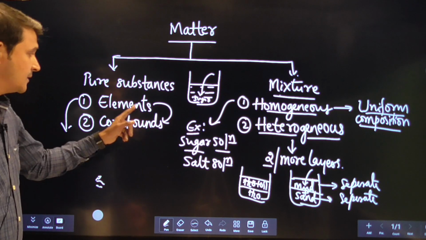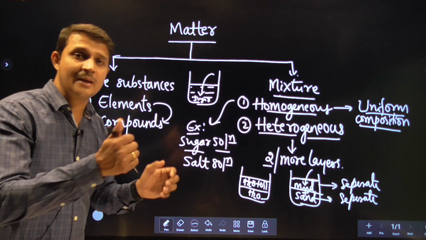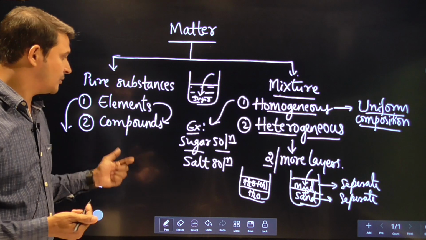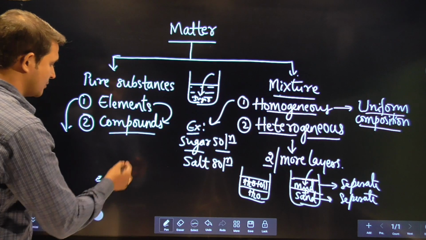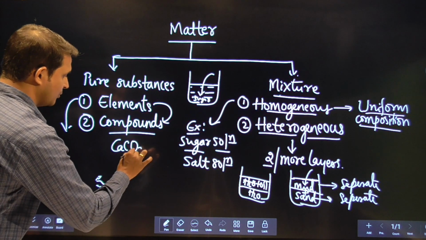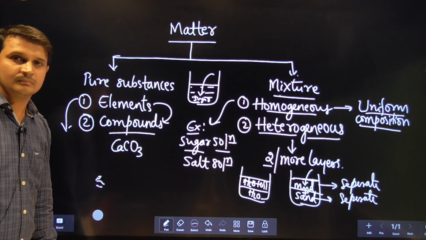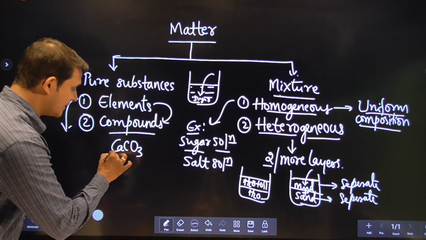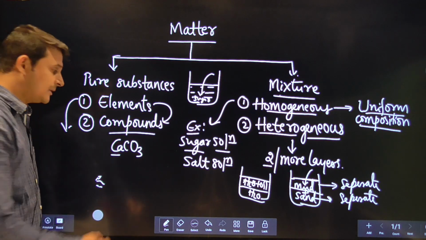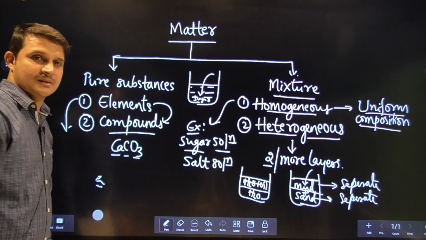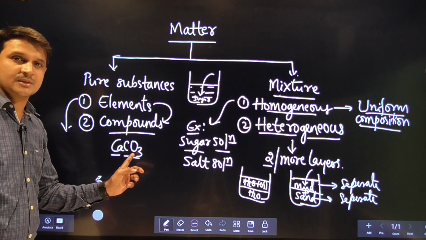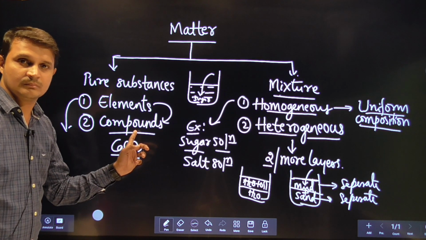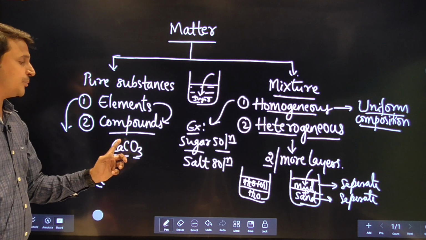Next, compounds. When 2 or more elements combine, they form a compound, right? So for compounds, calcium carbonate is a compound. Okay, so it is made up of 2 or more elements. Here which elements are there? Calcium is there, carbon is there, oxygen is there. So the 3 elements in a definite ratio give rise to a particular compound. Okay, clear? So they are all pure substances.